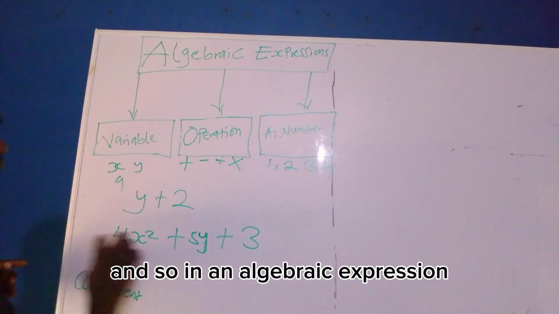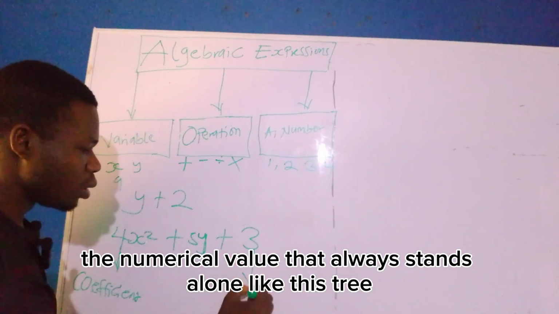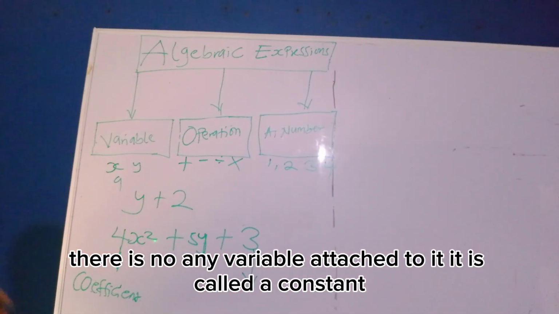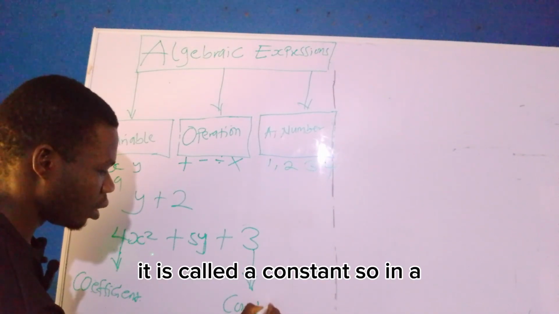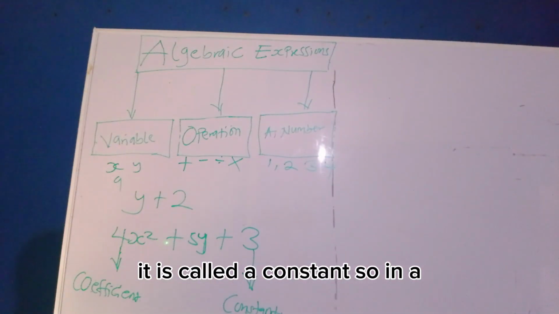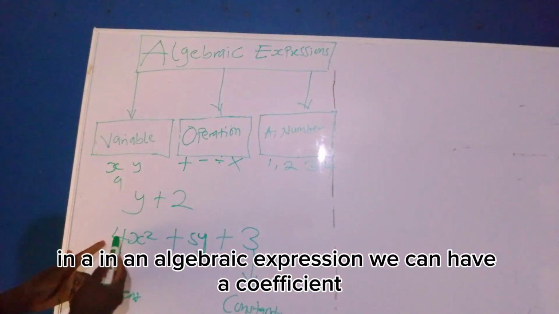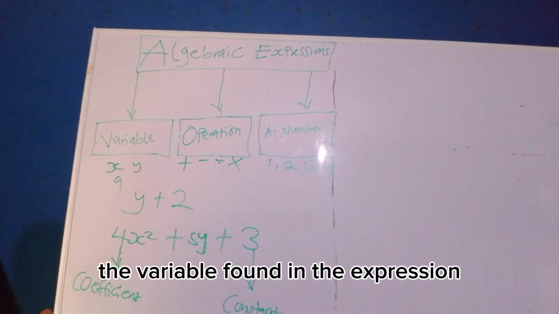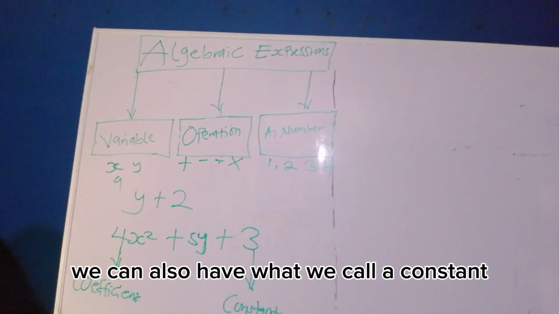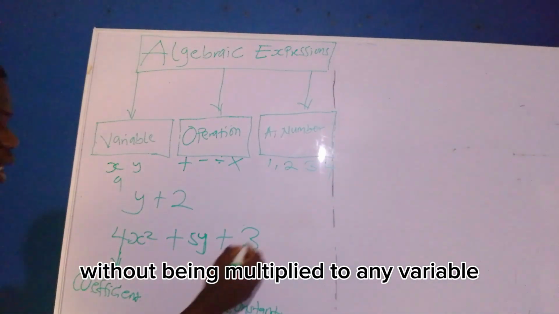And so in an algebraic expression, the numerical value that always stands alone, like this 3, with no variable attached to it, is called a constant. So in an algebraic expression, we can have a coefficient. The coefficient is the number that is multiplied directly to the variable found in the expression. We can also have what we call a constant. A constant is a number that stands alone without being multiplied to any variable.